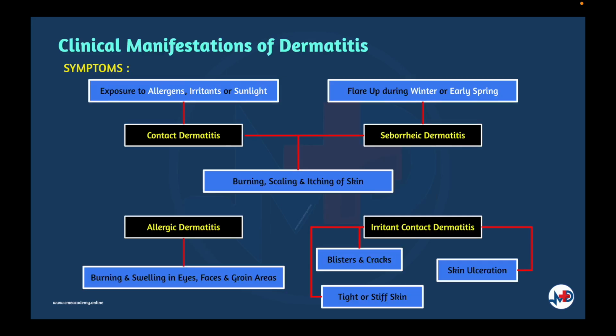For both contact and seborrheic dermatitis, it is manifested with burning, scaling, and itching of the skin, while contact dermatitis occurs following exposure to allergens, irritants, or sunlight. Seborrheic dermatitis usually flares up during winter and early spring. For allergic contact dermatitis, patients complain of skin changes such as burning and swelling, especially in the eyes, face, or groin areas. Blisters and cracks occur in irritant contact dermatitis due to extreme dryness. The skin may feel stiff or tight, and there might be ulcerations.